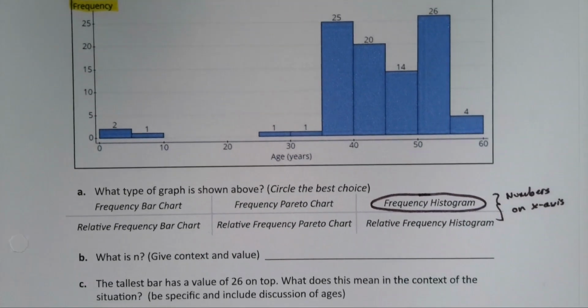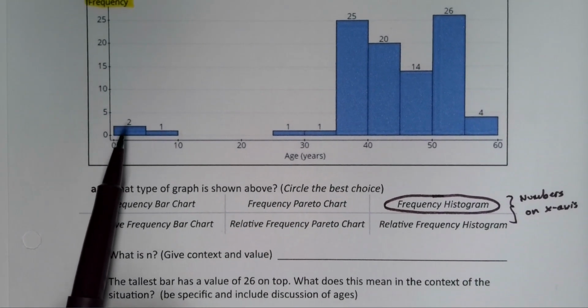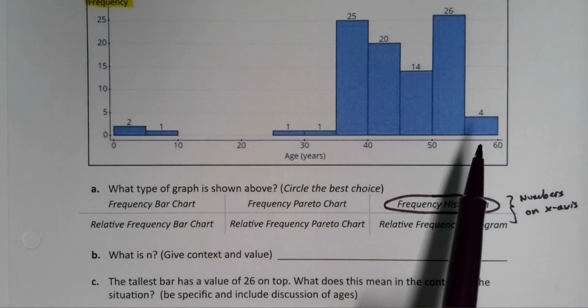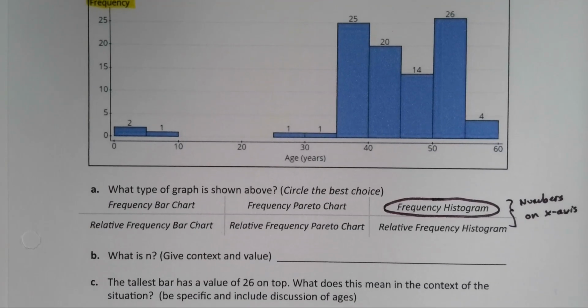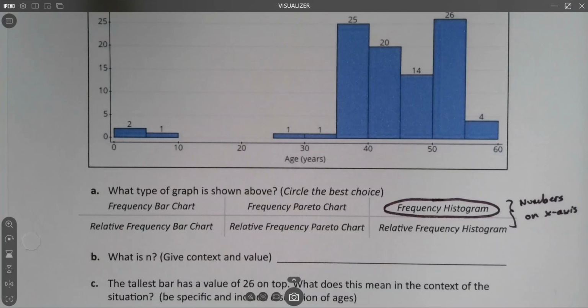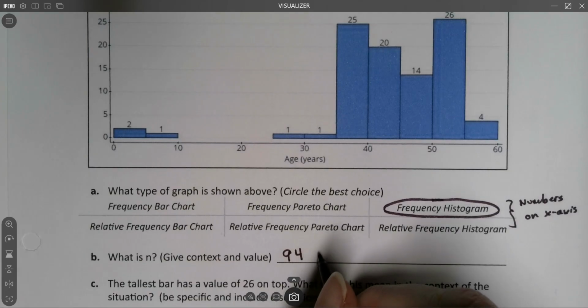Okay, so what is N? Well, there are 2 nuclear reactors at this age group, 1 nuclear reactor at this age group, and so on. So how many there are altogether would be little n. I used Desmos and added them up, and I got 94. So there are 94 nuclear reactors in the US.